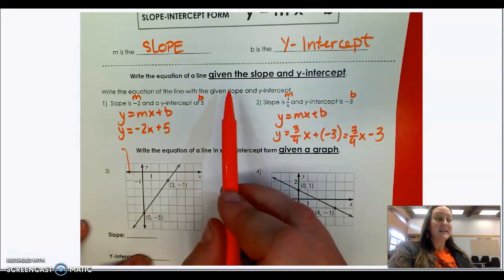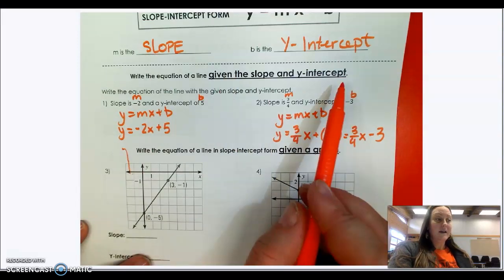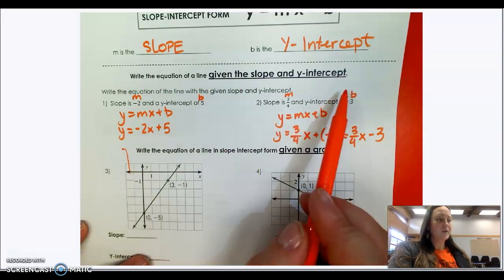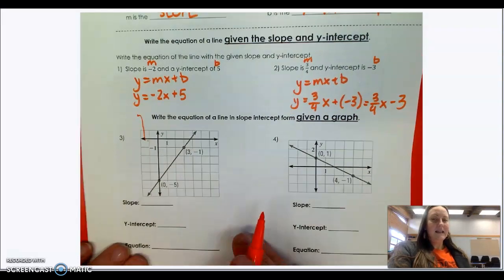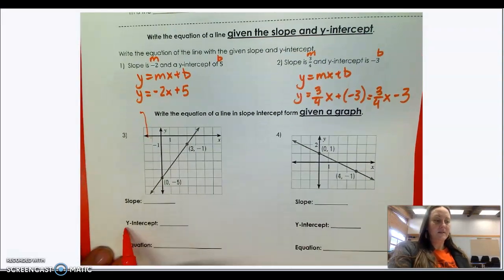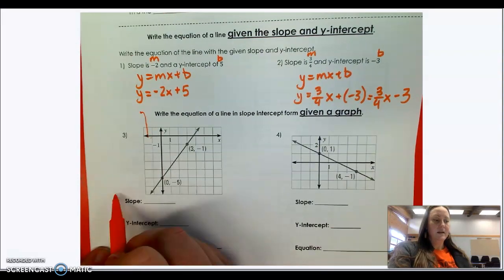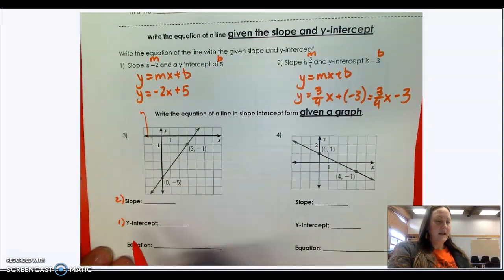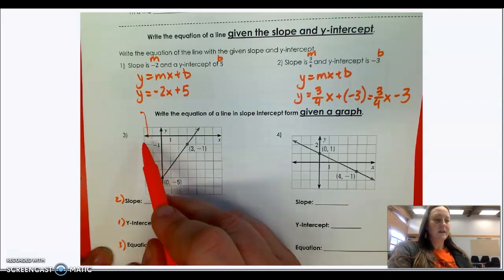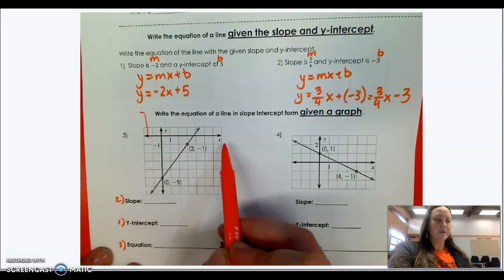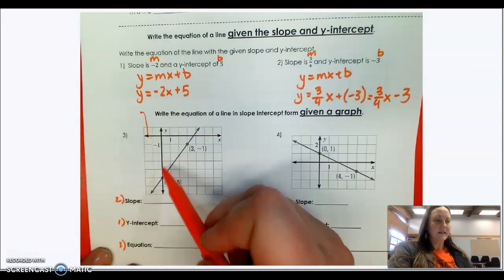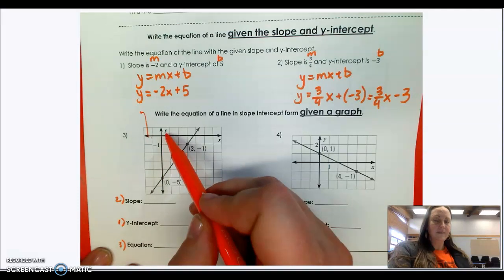So we've done it given a verbal description. Now we're doing it with a graph. So I like to start with the y-intercept. That's the very first thing I do. The second thing I do is slope, and the last thing I do is an equation. So on this graph here, this is our x-axis, because it has an x there, it's going horizontally, and this is our y-axis with a y there going vertically.